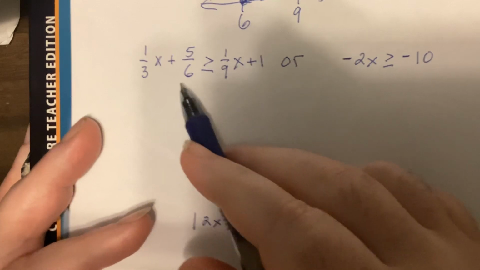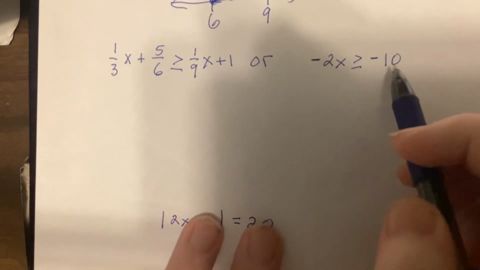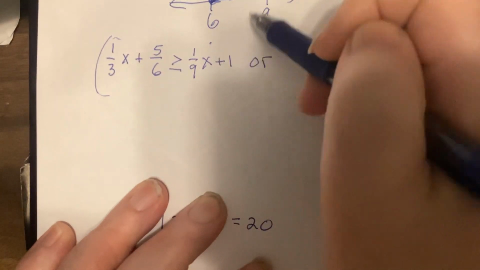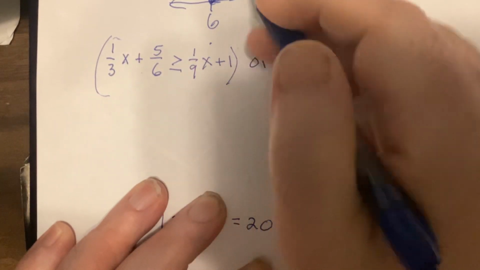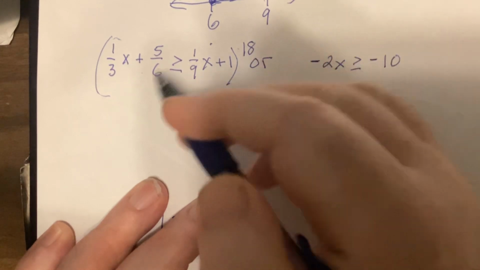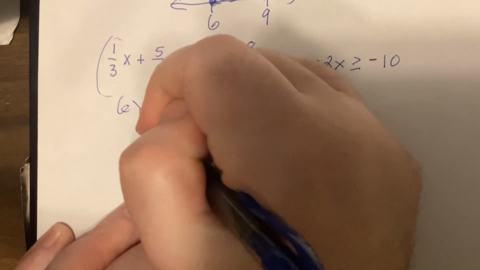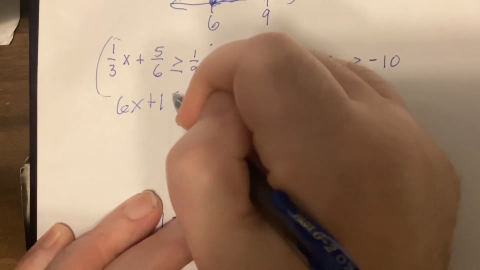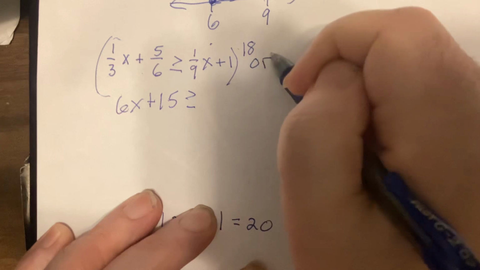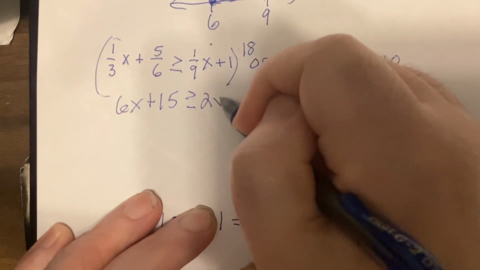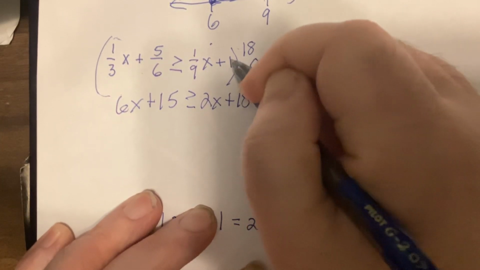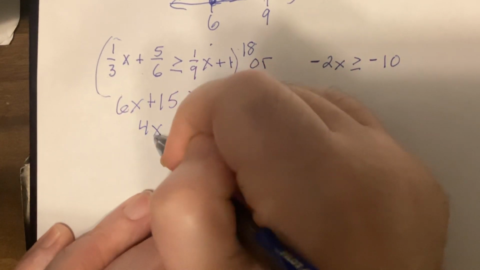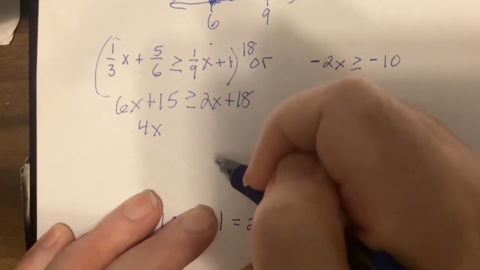Freeze the video, do this, and then turn me back on. Fractions, easier to get rid of the fractions. The LCD would be 18. So 3 goes in, that'd be 6x. 6 goes in 3 times, that'd be 15. 9 goes in twice. Then 1 times 18 is 18. Subtract 2x. Subtract 15.